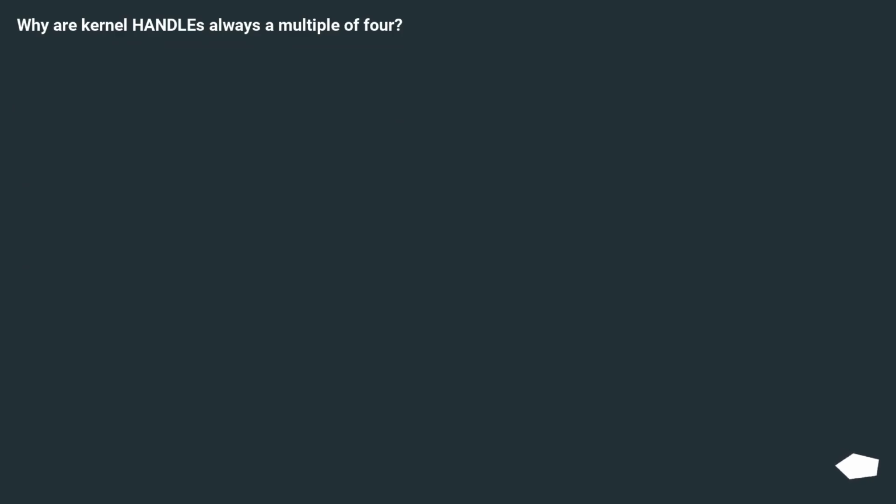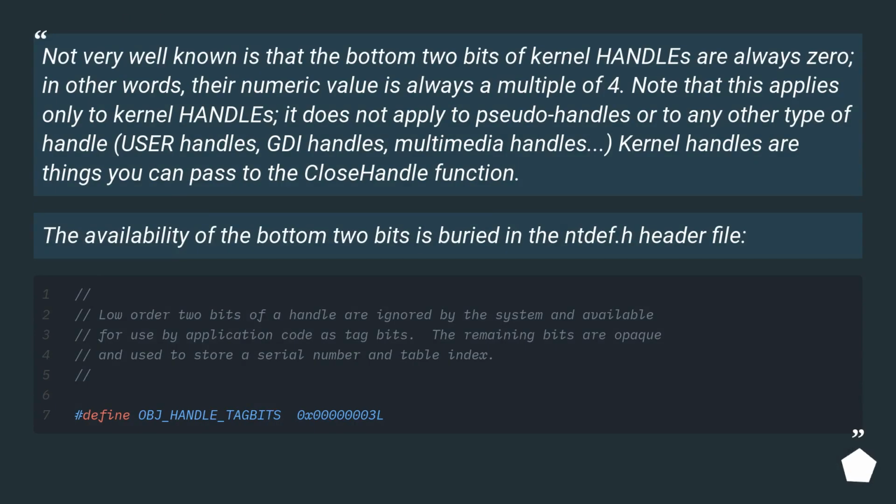Why are kernel handles always a multiple of 4? Not very well known is that the bottom 2 bits of kernel handles are always 0. In other words, their numeric value is always a multiple of 4. Note that this applies only to kernel handles; it does not apply to pseudo handles or to any other type of handle: user handles, GDI handles, multimedia handles. Kernel handles are things you can pass to the CloseHandle function.